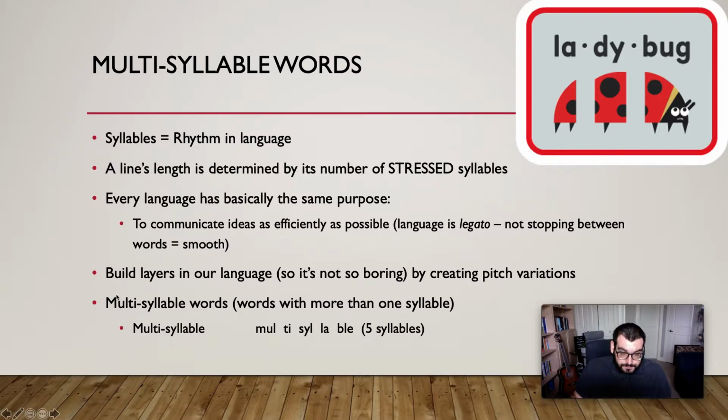So, we build layers in our language. Syllables allow us to build layers in our language so that it's not boring. And we do this by creating pitches when we talk, and every syllable has a specific pitch. It either goes up, or it goes down. Multi-syllable words are words with more than one syllable. Multi meaning many syllables, okay? Multi-syllable. Easy to remember, has 5 syllables.